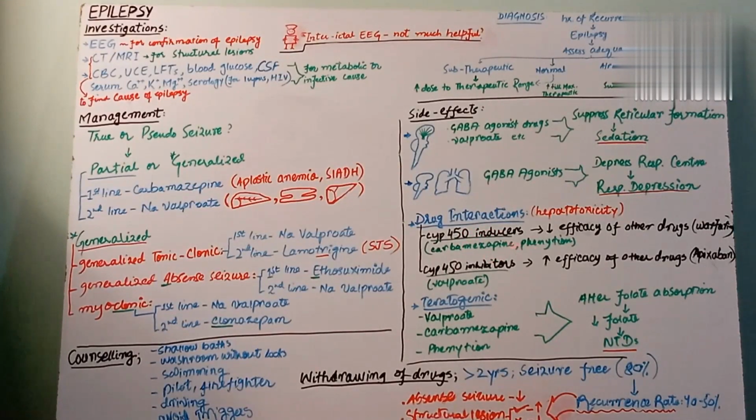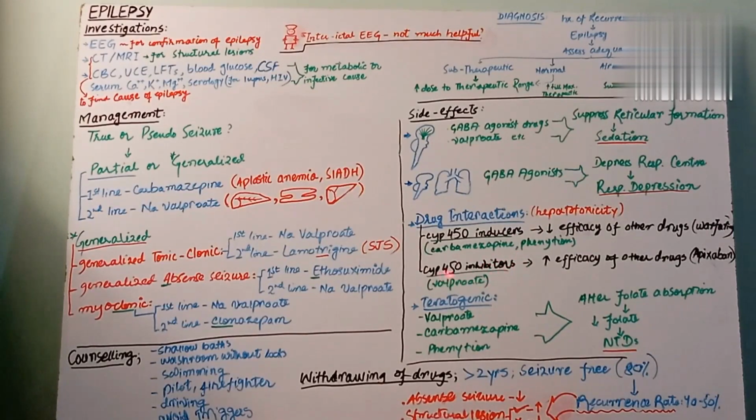Like carbamazepine and phenytoin, they are inducing the cytochrome P450 system, like increasing its activity. So that's why the efficacy of other drugs gets decreased, like warfarin. So when its efficacy gets decreased, what will happen? Increased chances of clot formation. And valproate, it is doing what? It is inhibiting the cytochrome P450 system. Okay, you should remember, inducers are these two, carbamazepine and phenytoin, and the inhibitor is valproate.